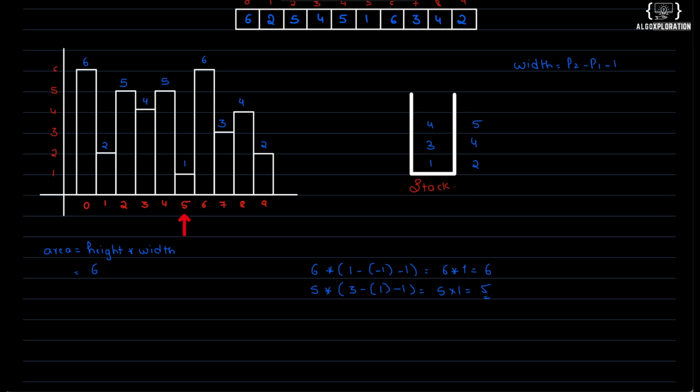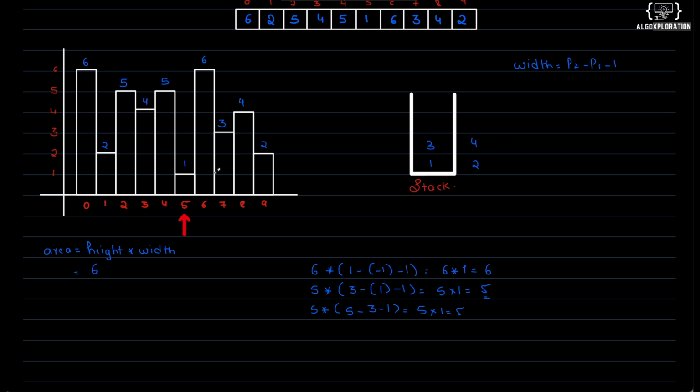Now see, if this is present, right, 5 cannot be the answer, right? So I'll basically pop this. That means the index 4. And at index 4, the element 5 is present. So 5 into where I'm pointing at index 5 minus where the previous smaller element is present over here, that is 3. So I'll write 3 over here minus 1. So this will give me 5 into 1, that is 5. So over here also you can see that this is the rectangle.